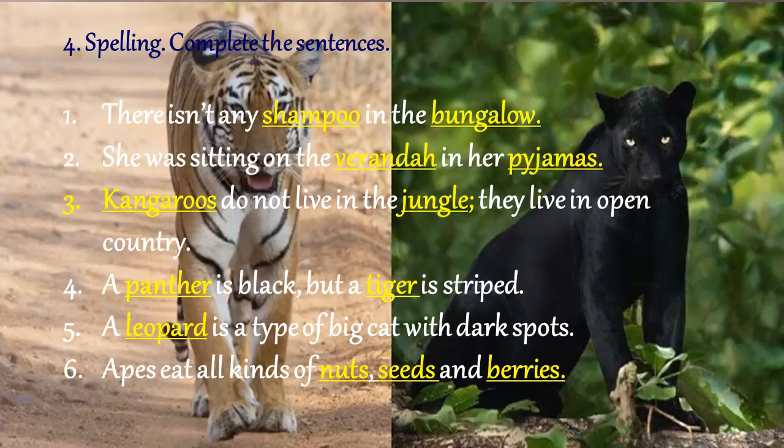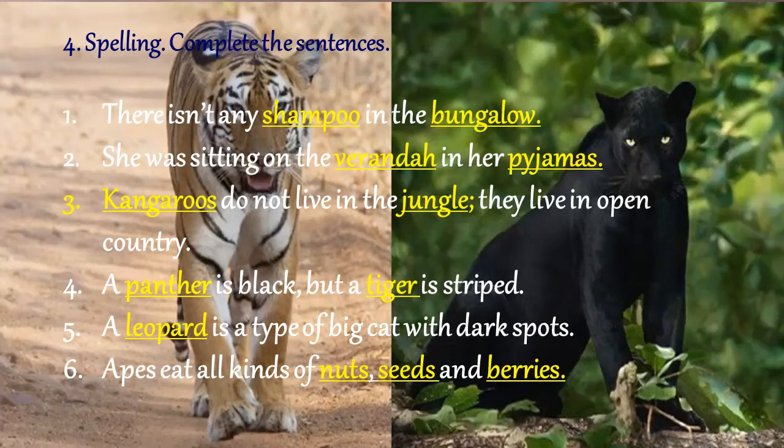Point number 4, a panther is black but a tiger is striped. You can see the difference. Look at the picture. Strip means lines. A leopard is a type of big cat with dark spots. Okay? It's a large wild cat that has yellow fur with black spots on it and lives in Africa and Southern Asia. Apes eat all kind of nuts, seeds and berries. So these are a type of monkeys.